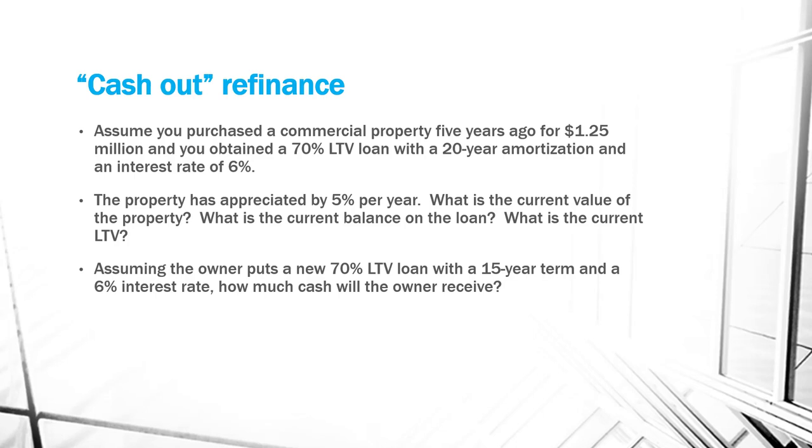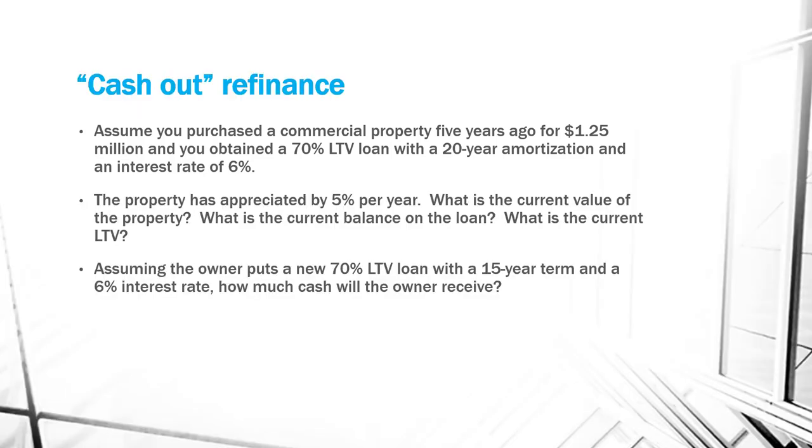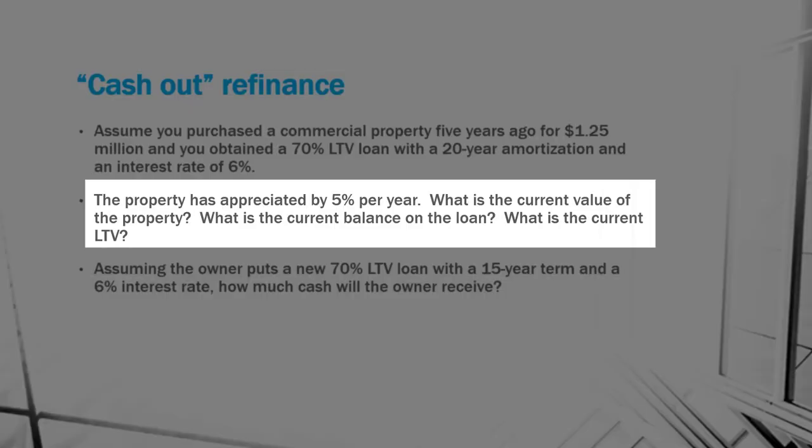So we're going to assume here that we're dealing in the commercial world. We purchased a property 5 years ago for $1.25 million, and we got a 70% loan to value loan with a 20-year amortization and an interest rate of 6%. The property has grown in value. It's appreciated by 5% each year over the past 5 years.